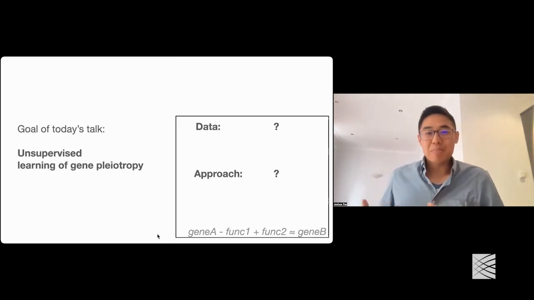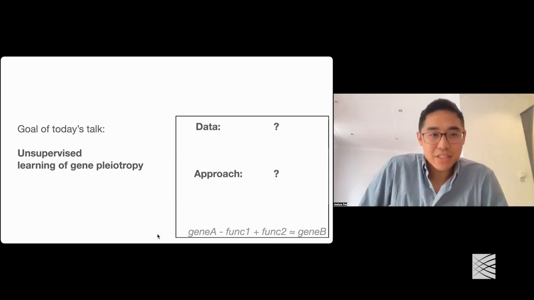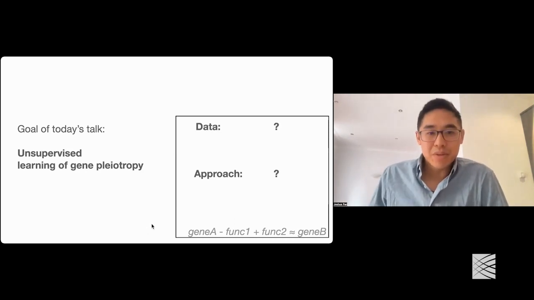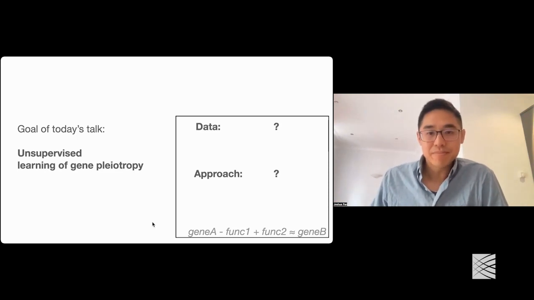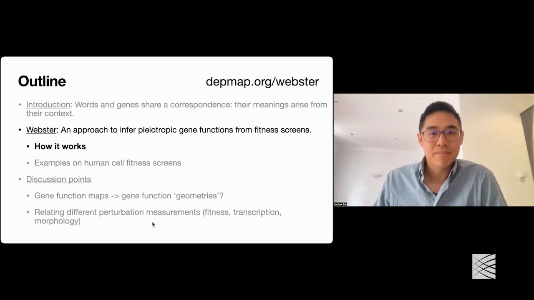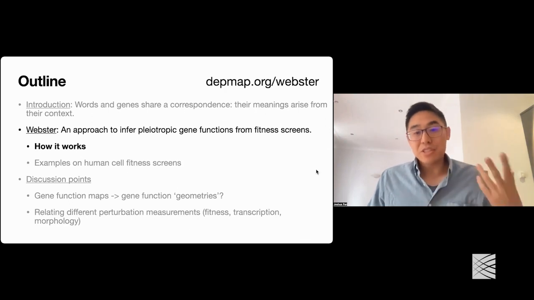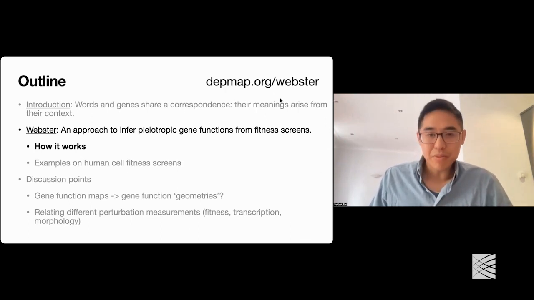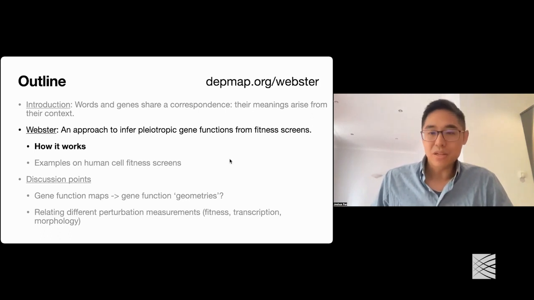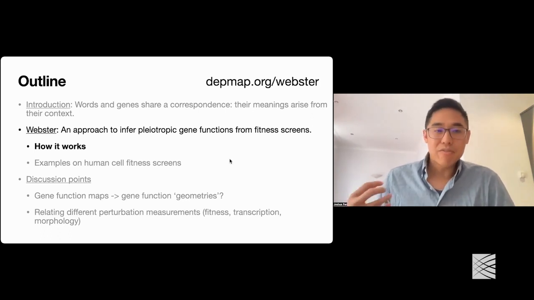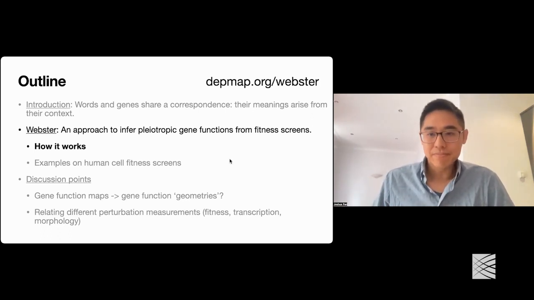So a group of collaborators, including myself and Marinka, really wanted to approach this problem. And that's the goal of today's talk, is to walk you through what we've discovered. And so if you're interested in exploring more, this paper has been published, and there's actually a mini site on the depmap.org portal describing this method. But I'll walk us through how it works and give you a few examples on some real data derived from human cell fitness screens.